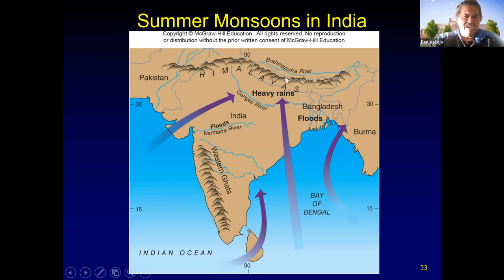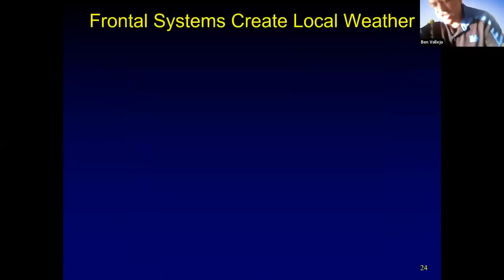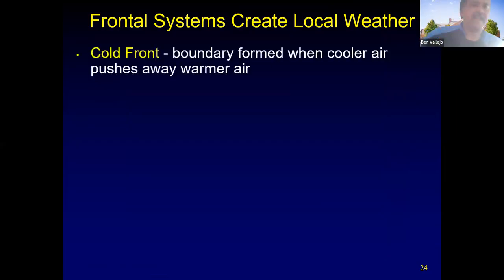And because you have a very rainy area right here, you can see the rivers start to flood. And so that's why you get these floods in the monsoons in India. Okay, so that is an expectation of the climate in India, that you have that type of pattern. All right, next slide says frontal systems create local weather. And so let's take a look at that.